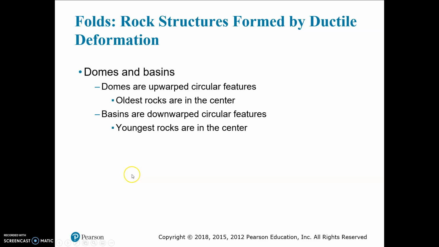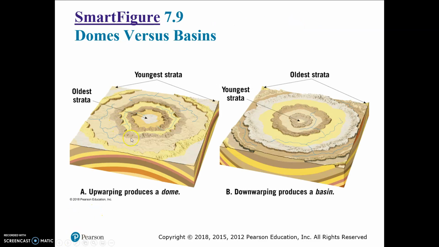We can also have some domes and basins, and we'll take a look at these in the lab. A dome is an up warping, okay? And just like we saw with the anticlines, the oldest strata are going to be in the middle. A basin is more down warping, and in this example, our youngest strata will be in the middle. And again, we'll take a look at these in the lab. They're a little bit harder to see in a two-dimensional structure, but as we look at our topographic maps, this will be a little bit easier to see.